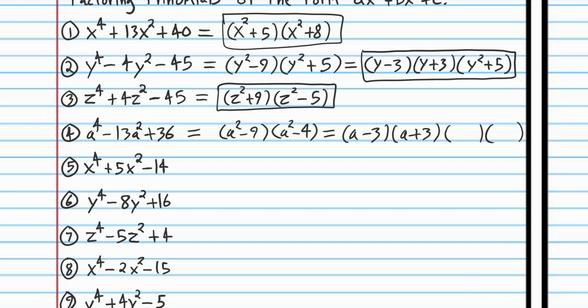So we factored the a squared minus 9. And now we're going to factor the a squared minus 4. And we get a minus 2 and a plus 2. And that's our answer.